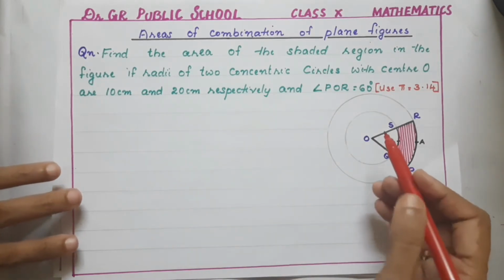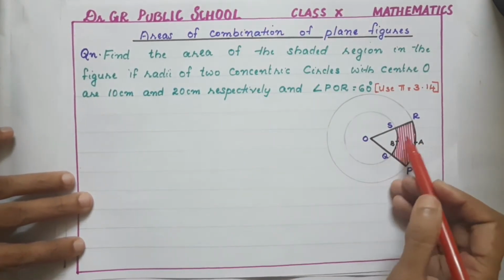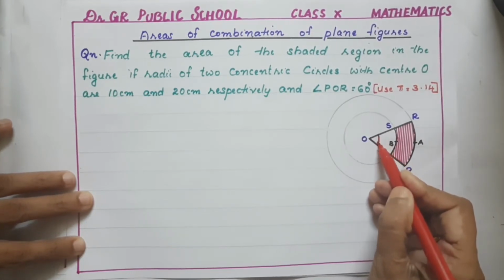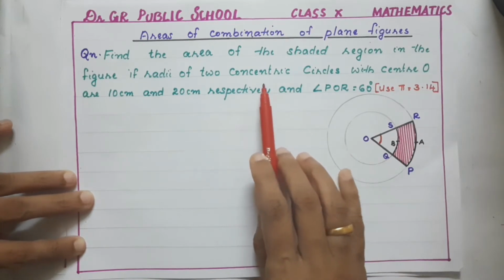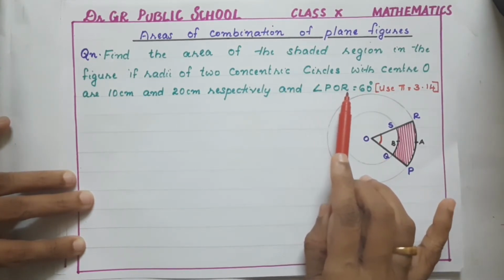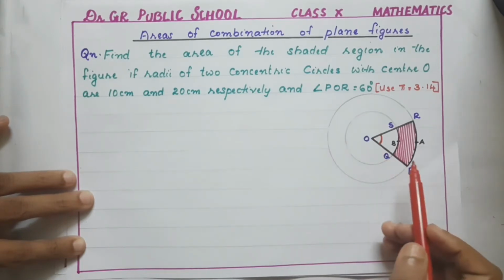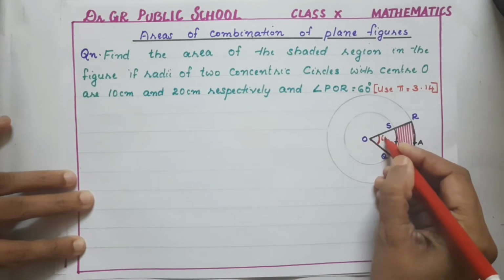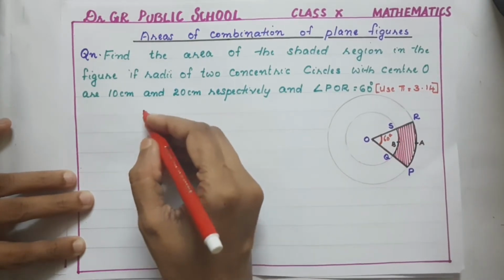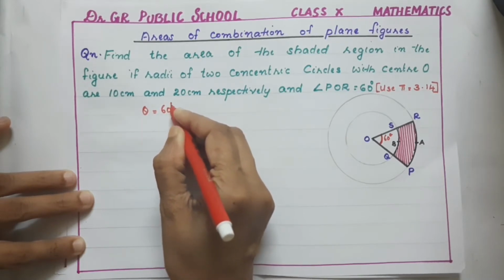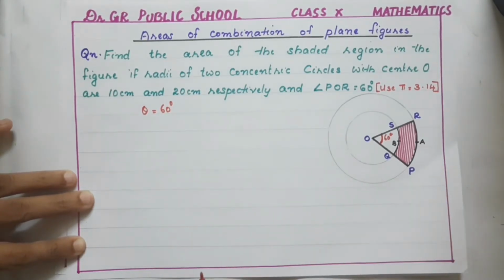What is the angle here? For both the sectors, we have the same common angle. Is it given in the question? Yes, angle POR is given as 60 degrees. Angle POR is given as 60 degrees. So we can have theta equal to 60 degrees for both the sectors.